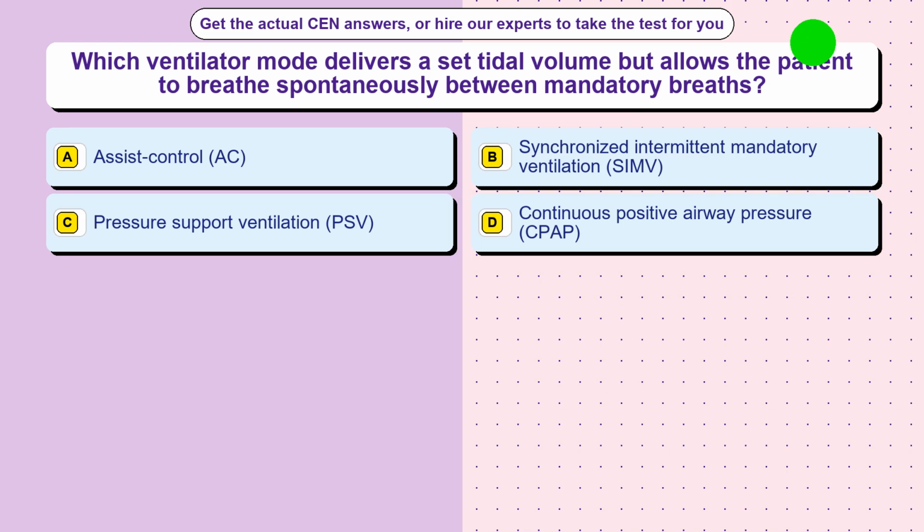Question 61. Which ventilator mode delivers a set tidal volume but allows the patient to breathe spontaneously between mandatory breaths? Option A, assist control, AC. Option B, synchronized intermittent mandatory ventilation, SIMV. Option C, pressure support ventilation, PSV. Option D, continuous positive airway pressure, CPAP.